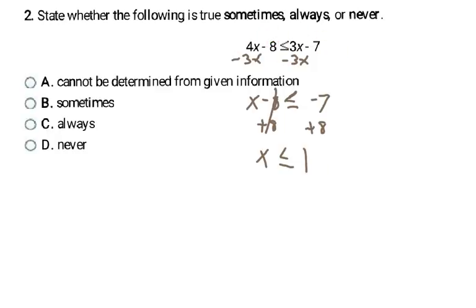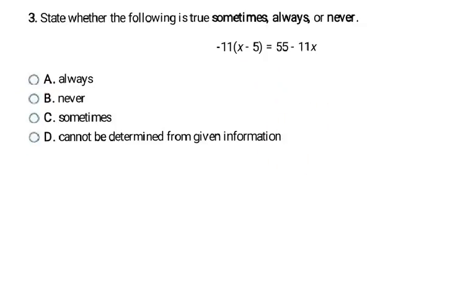So that means that it's sometimes going to be true. For the numbers that are greater than 1, it's not going to work out. But any numbers less than or equal to 1, 0, negative 1, negative 2.5, they're going to make it true. So that means it's sometimes.